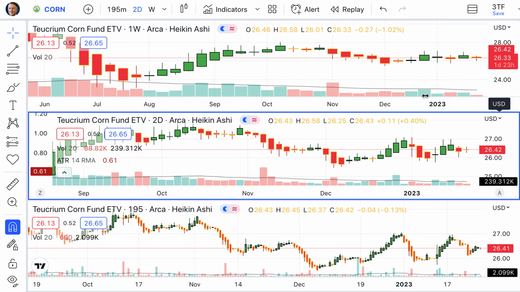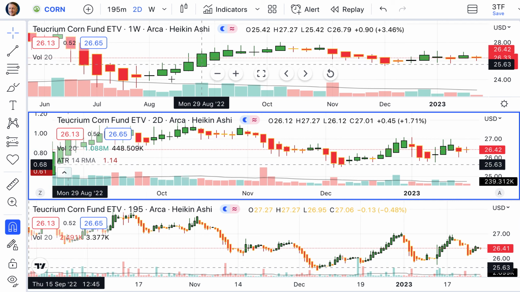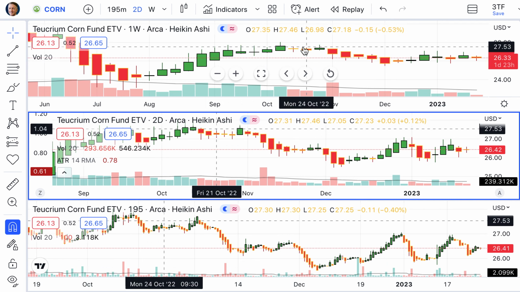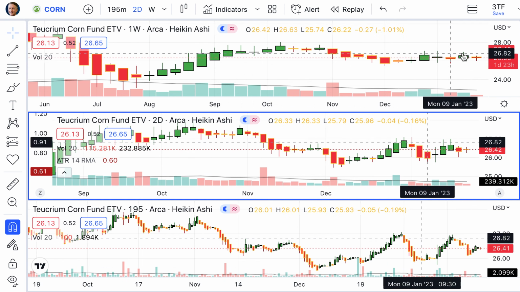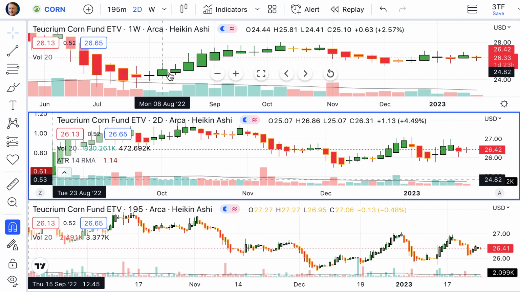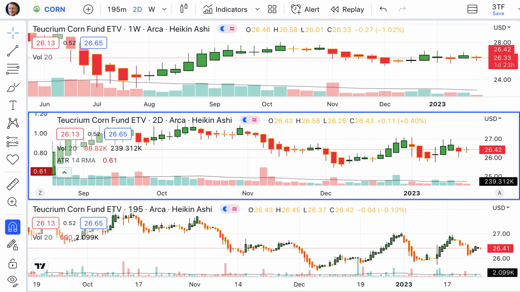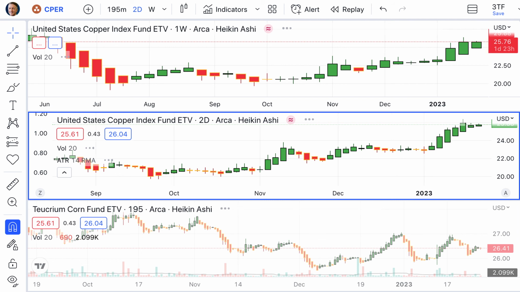So let's look at where corn is. You can just see corn slowly going up, slowly going down. Just sort of looks sort of boring, doesn't it? It does. Not anything I'm interested in, but we'll see where corn goes.